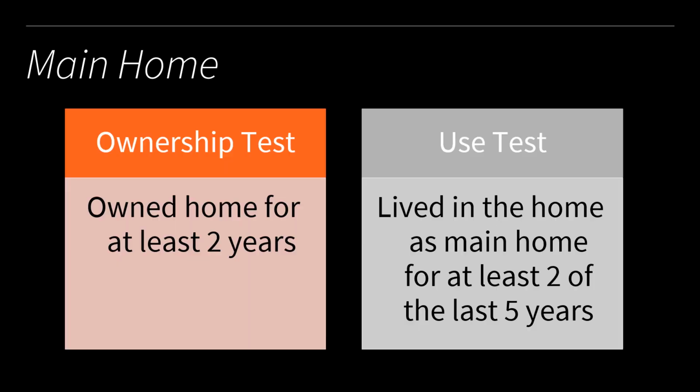And we brought up a little bit before about the exclusion of gain from the sale of a main home, and the two tests associated with that are the ownership test and the use test. So the ownership test says that the taxpayer needs to have owned the home for at least 2 years. And the use test says that the taxpayer needs to have lived in the home as a main home for at least 2 of the last 5 years.